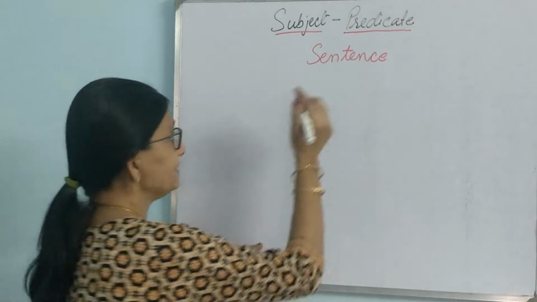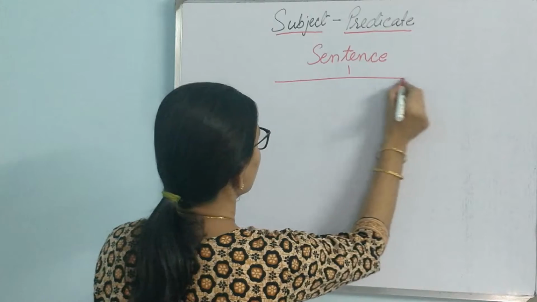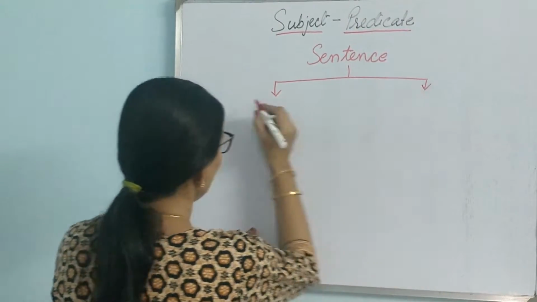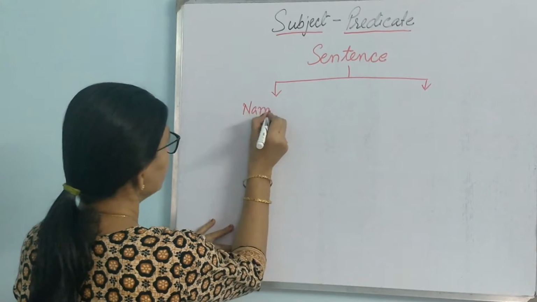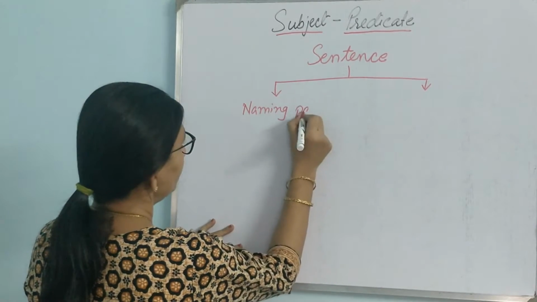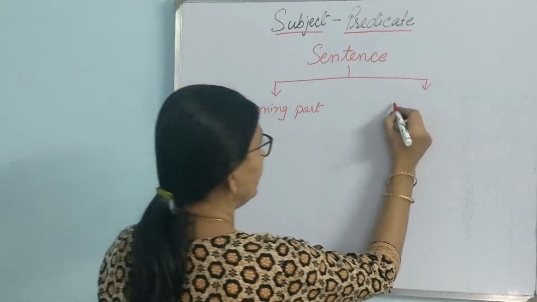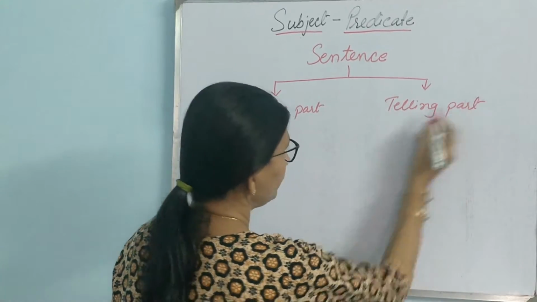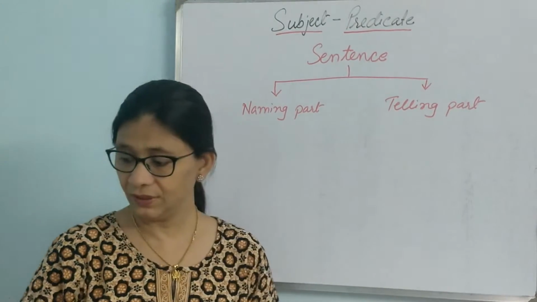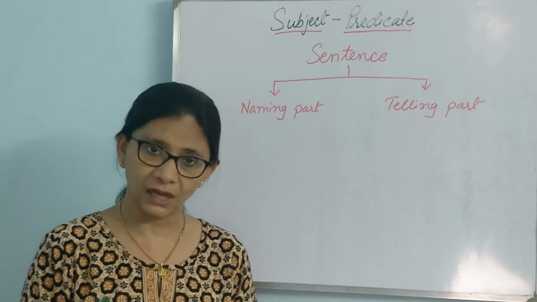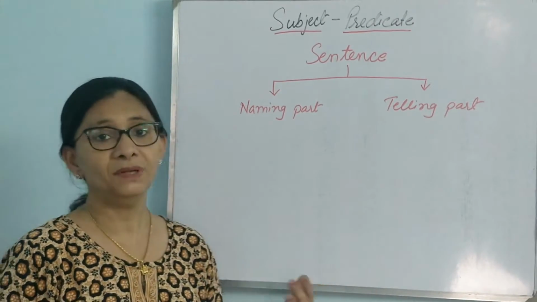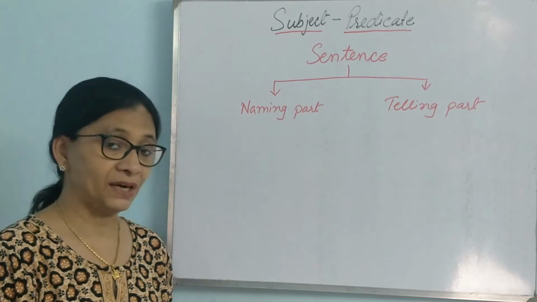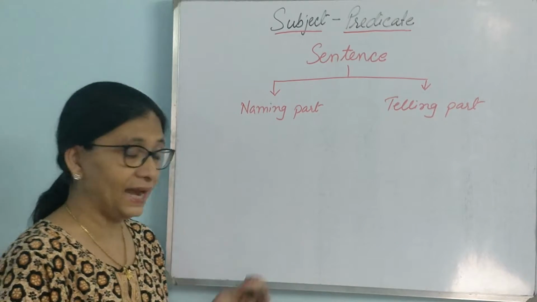is known as a sentence. Now, a sentence has two parts. The first part is known as the naming part, and the second part is known as the telling part. From the name itself we can understand: naming part means it is bearing some name, that means some noun or pronoun, and telling part means it is telling about what this noun or pronoun is doing. Telling part is telling something about this. So, naming part and telling part.